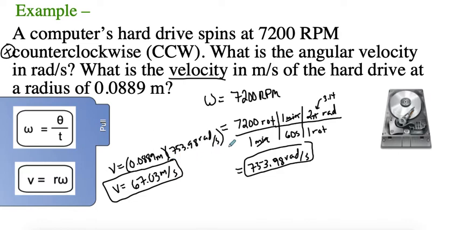So on that hard drive, say we are 0.0889 meters out, so that could be on the outside edge, that could be in here. That's more than likely on the outside, so it's about 8.9 centimeters out. So on the outside of that hard drive, we are rotating 67.03 meters per second, which is pretty quick.